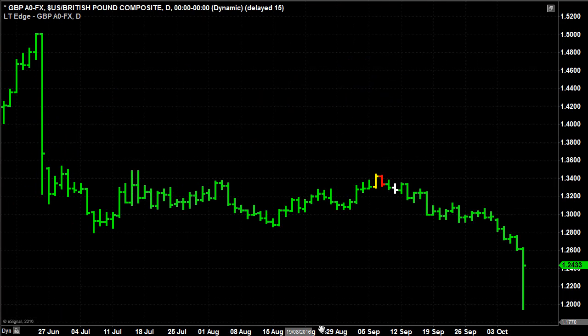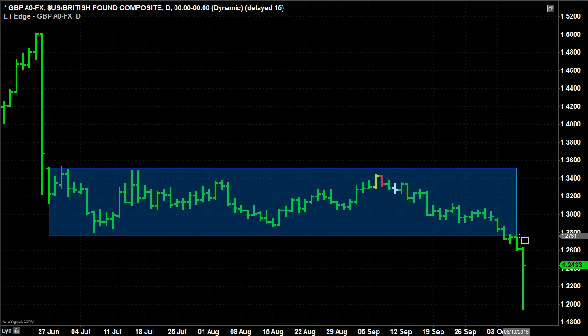Firstly, if I just bring this back to the lows the British pound made after Brexit, or the Brexit vote, you can see there it is. And one thing you will notice is this. If I just box this move, all right, so let's just put this entire range, this sideways range, in a box like this. All right.